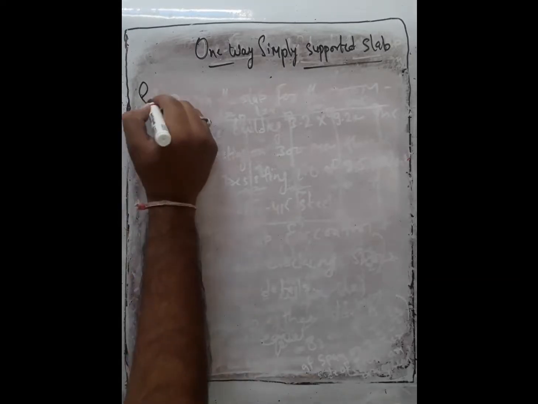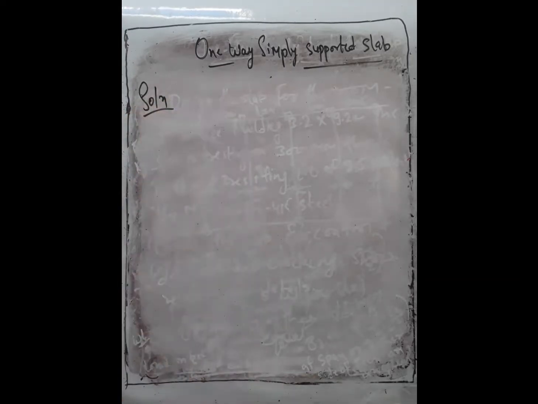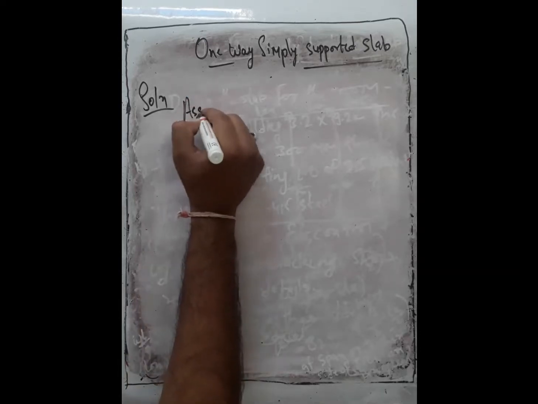But before that we have to find whether this slab is a one-way slab or a two-way slab. That thing we don't know right now. So for finding that, we have to find the aspect ratio, meaning Ly by Lx. If Ly by Lx is greater than or equal to 2, then this slab is a one-way slab, and if Ly by Lx is less than 2, then this one is a two-way slab.